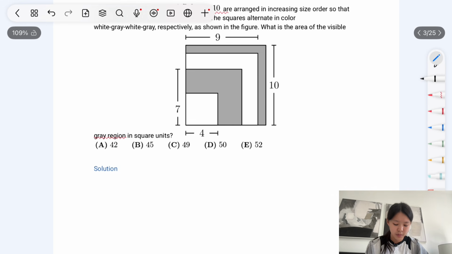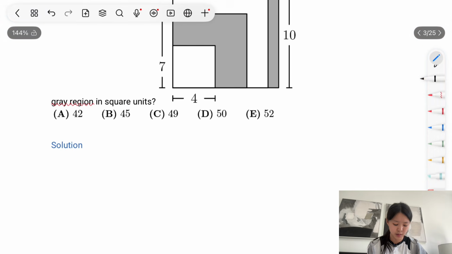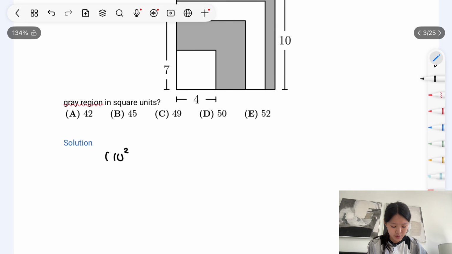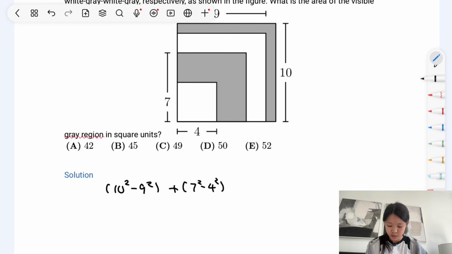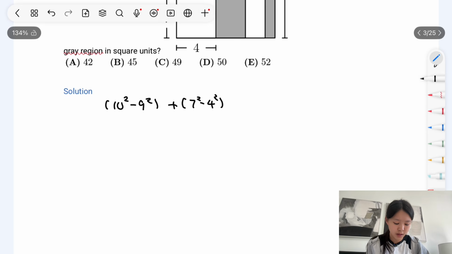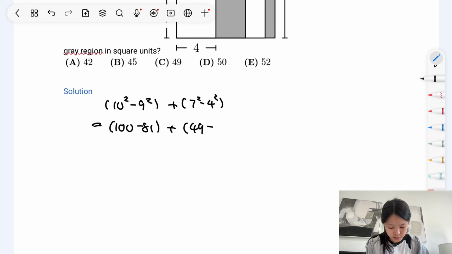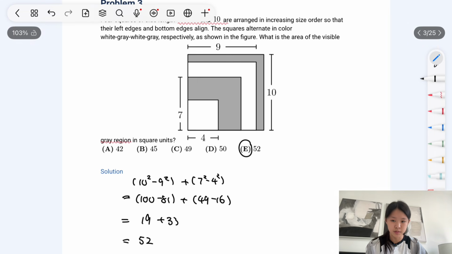So the first step is we know it's squares, so we can express this in the following way. It would be 10 squared minus 9 squared, and that would calculate this first region, the outer edge gray area. And then that added on to 7 squared minus 4 squared, which would calculate the second gray area. So simply we can calculate these squares and subtract them to get the final answer. So 10 squared is 100 minus 81 plus 49 minus 16. And that gets us 19 plus 33, which is 52. So we know that the final answer of this problem is E, 52.